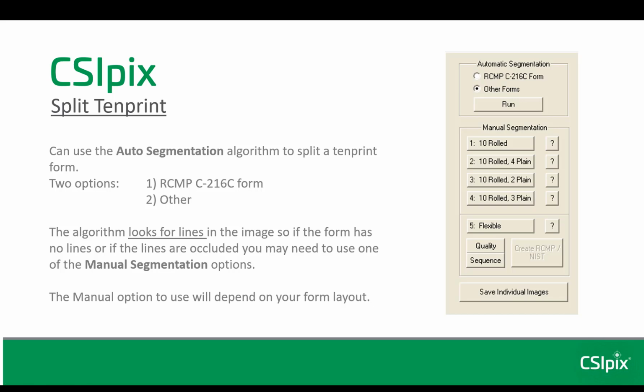You can use the auto-segmentation algorithm to split a Tenprint form. It has two options. The first one is the RCMP C216C form, and the other is for all other forms. This algorithm looks for lines in the image, so if the form has no lines, or if the lines are occluded, meaning the fingerprints go over the lines significantly, you may need to use one of the manual segmentation options. The manual option you use would depend on your form layout.